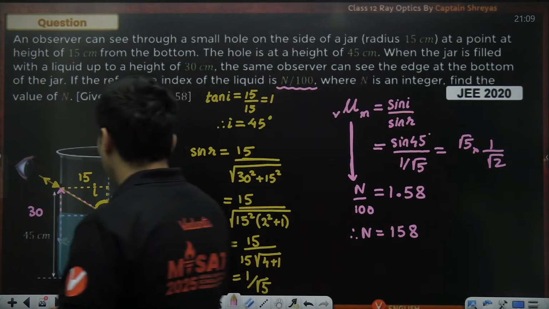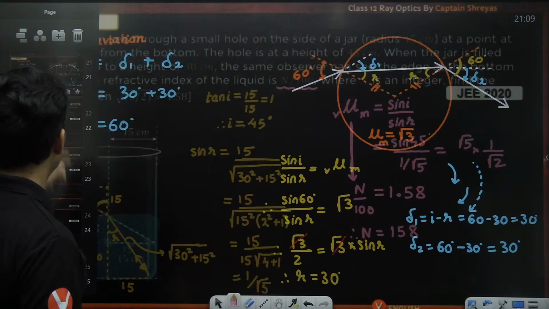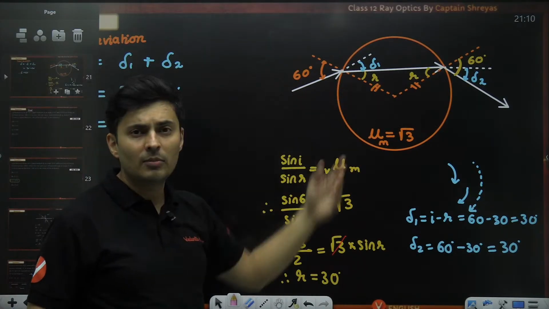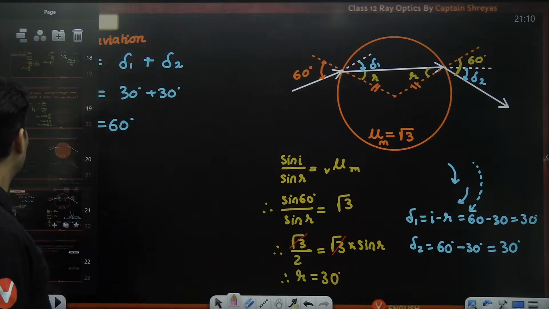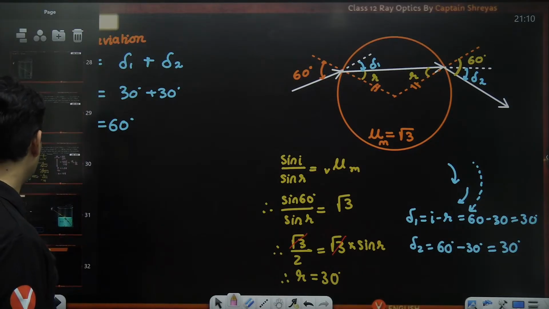Like this was also a geometrical problem. Even this was a geometrical problem, if you see. A lot of geometry: isosceles triangle, base angles are equal, all of that. So majority of the times you will see geometry plays an important role.